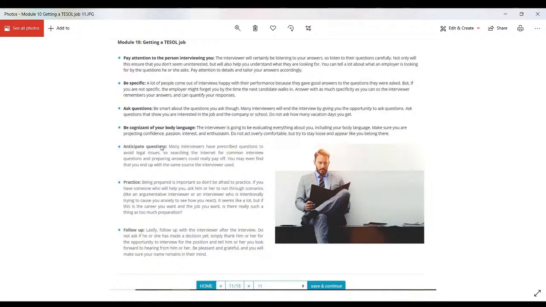Be cognizant of your body language, right? Sabi dito, the interviewer is going to be evaluating everything about you, including your body language. Make sure you are projecting confidence, passion, interest, and enthusiasm. Do not act overly comfortable, but try to stay loose and appear like you belong there.